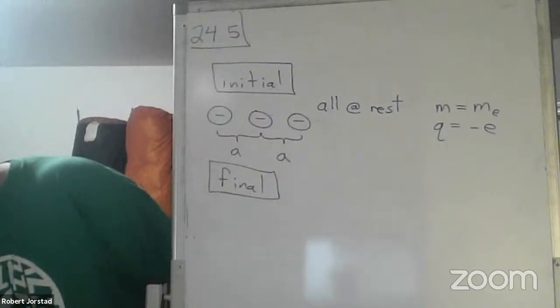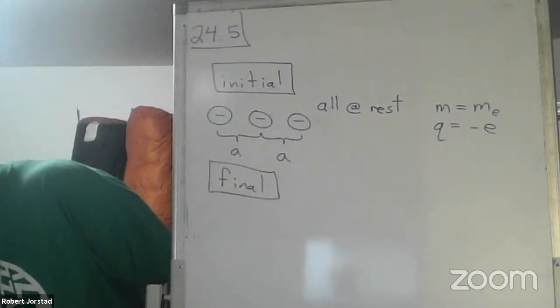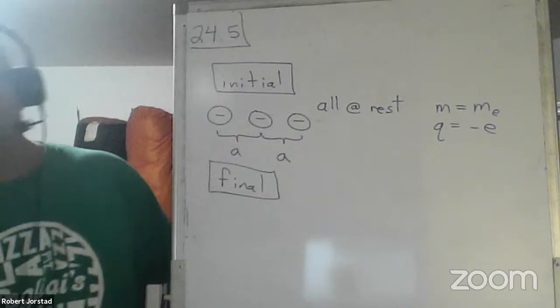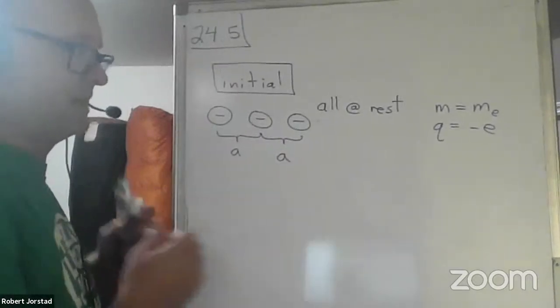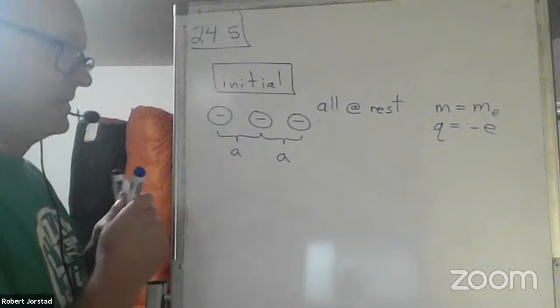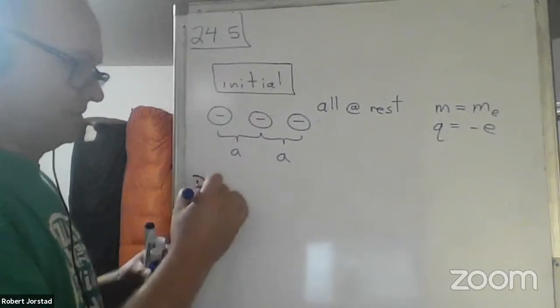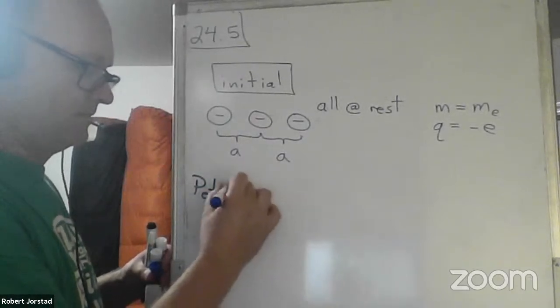Now let me read the question here. It says, determine the initial energy stored. So let's see. I think it should be positive. We'll worry about the final state in a minute. So what is potential energy? What's the symbol for it?